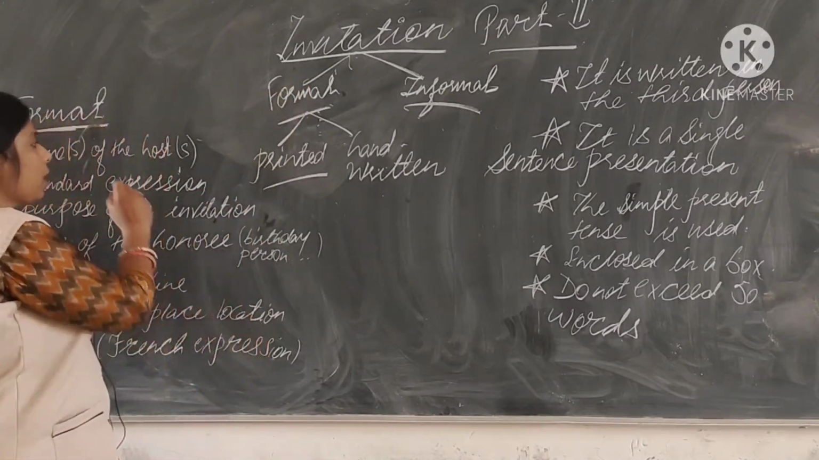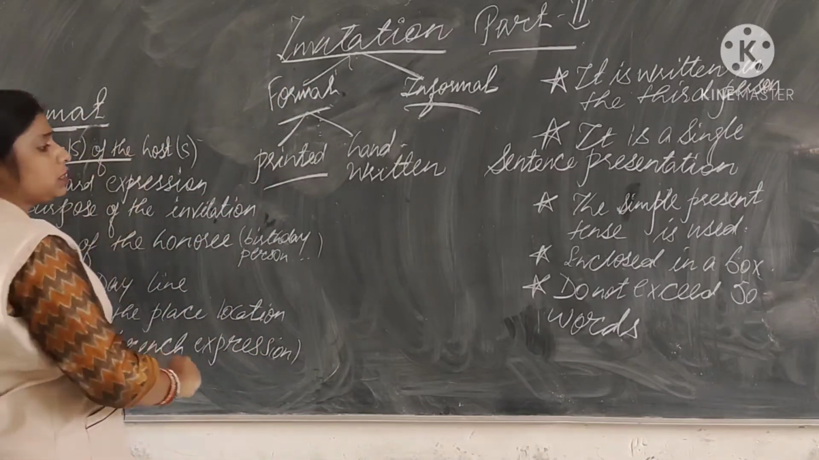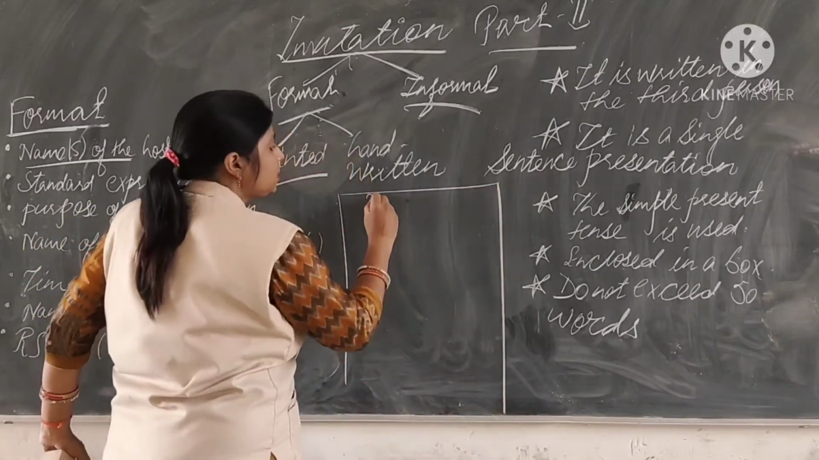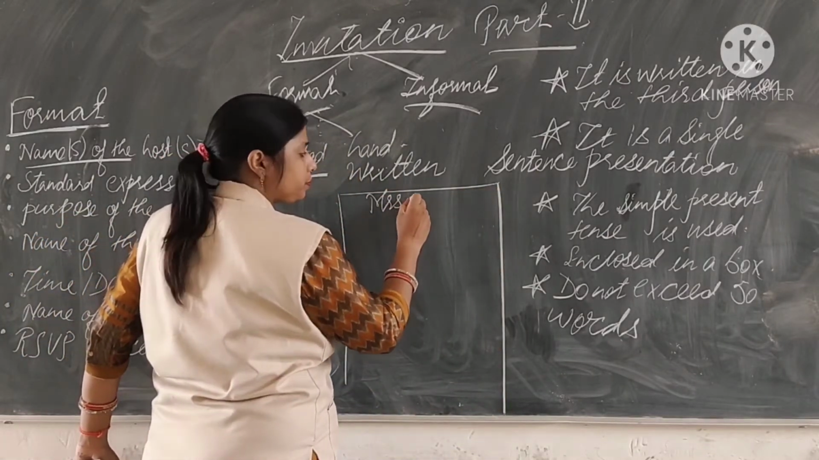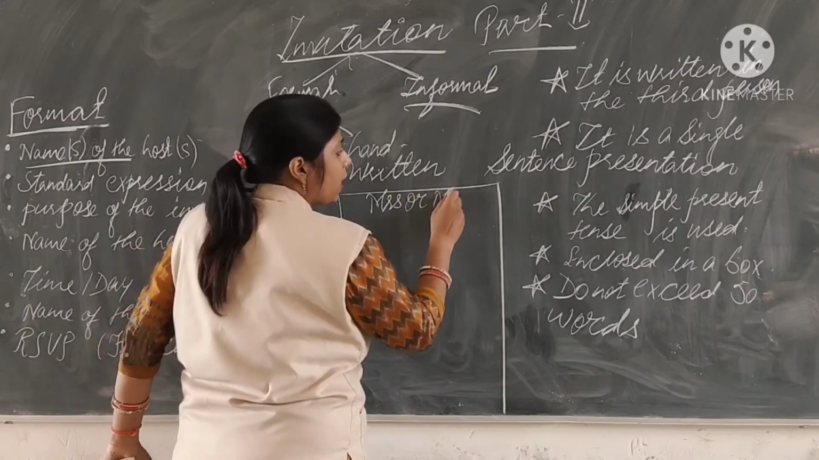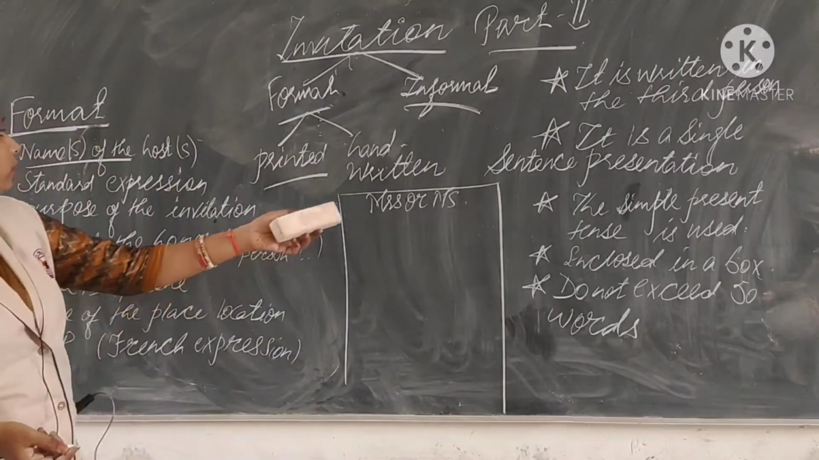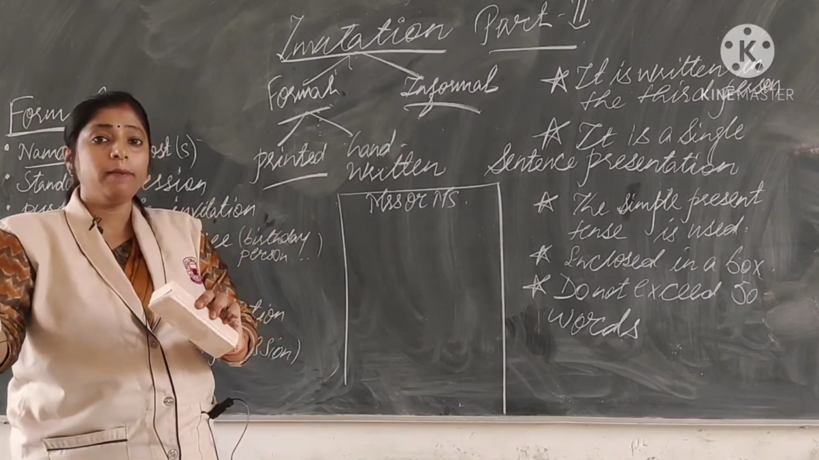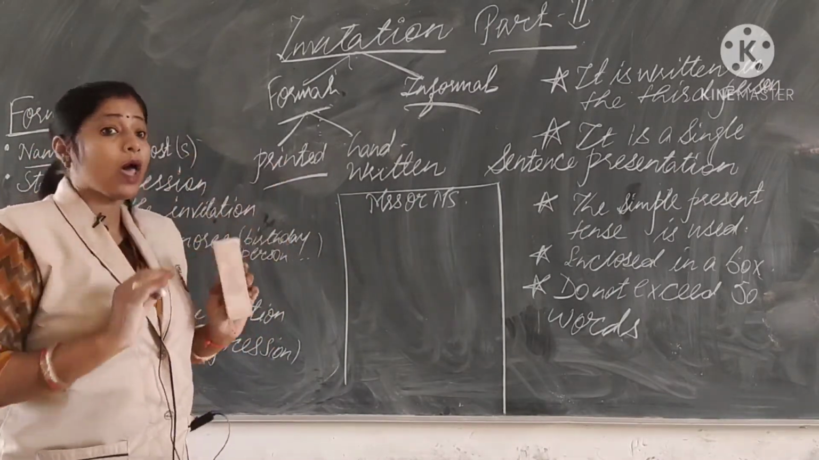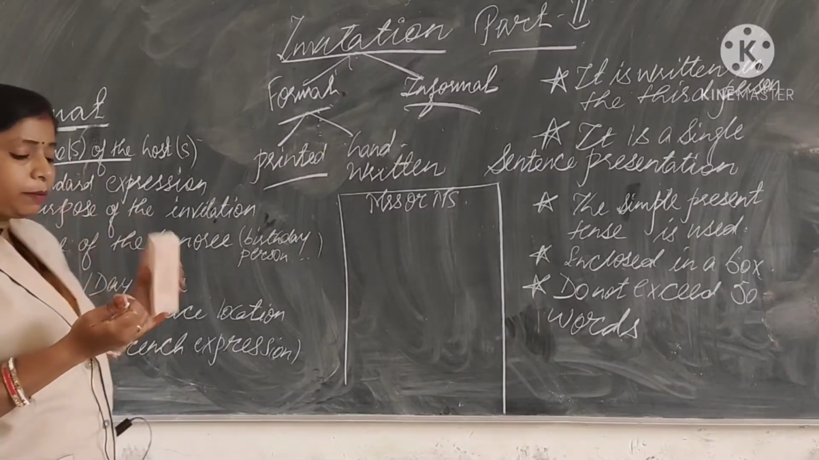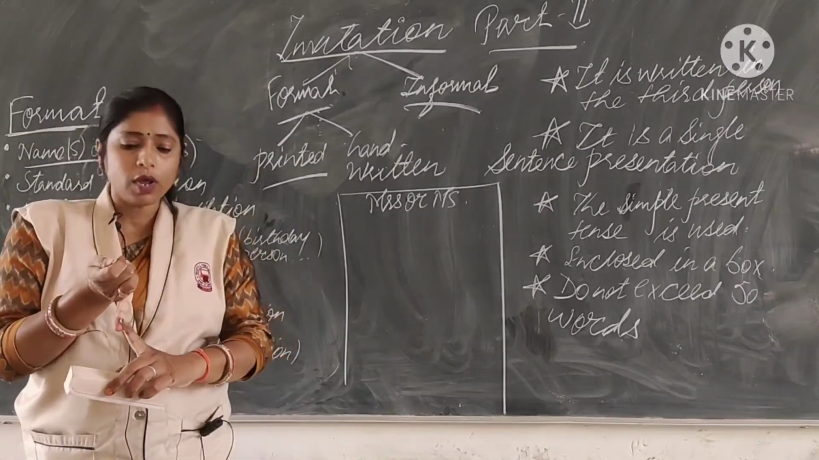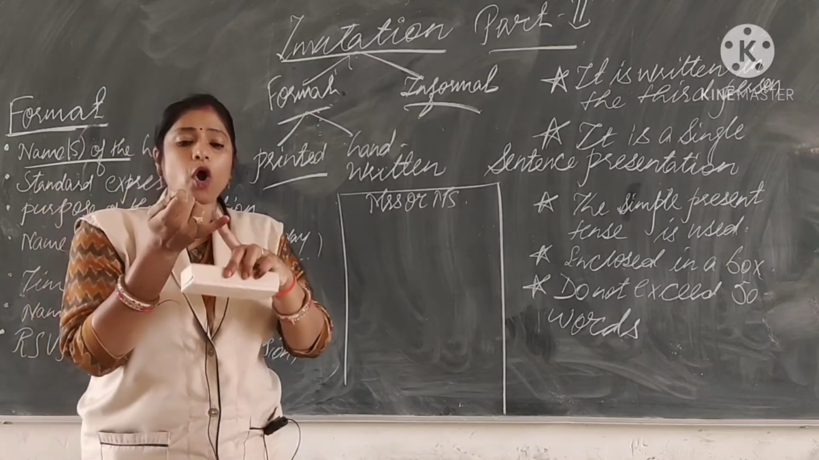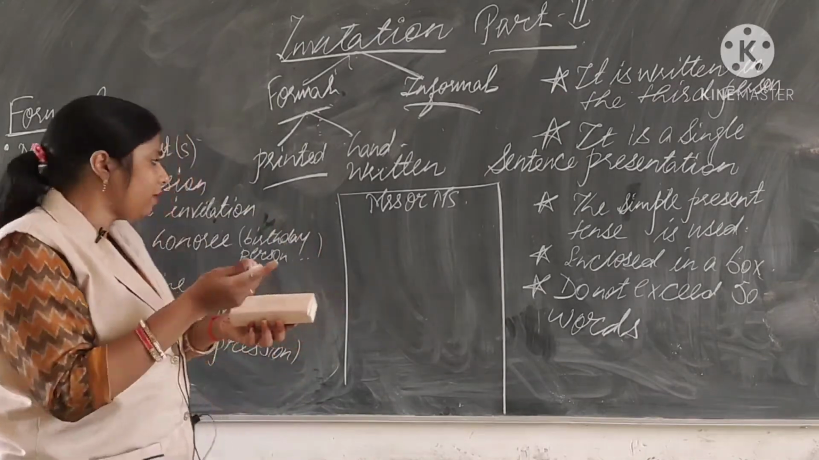Then the format of the formal invitation. How are we writing? Name of the host. Suppose in case I have to write this way, I will write Mrs. or Ms., name of the host or hosts, Mrs. and Mr. XYZ, Mrs. PQR, whatever. Then standard expression: request the pleasure of your company, or solicit your benign presence, or cordially invite. So we can use whatever we like.